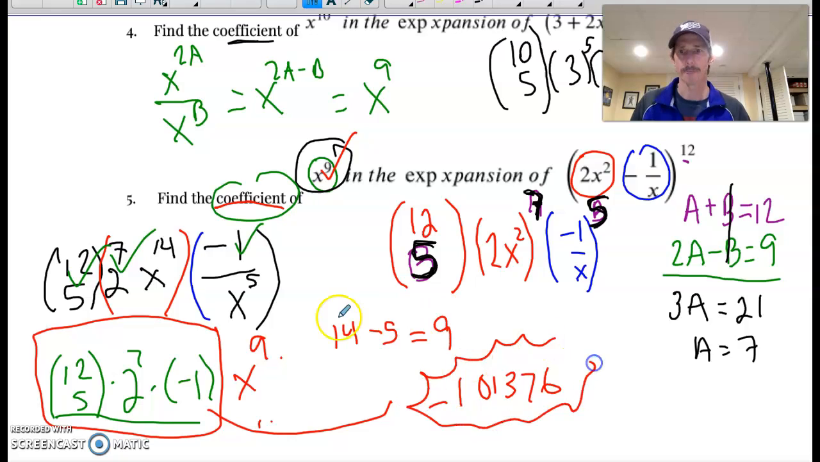is your answer. And again, this is negative 1 because it's negative 1 to the 5th, and so if you raise negative 1 to an odd power, it stays negative 1.